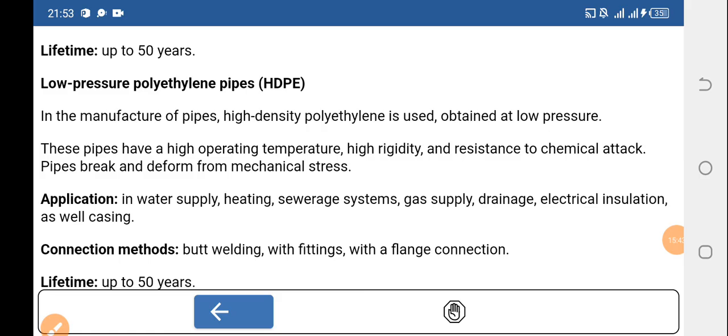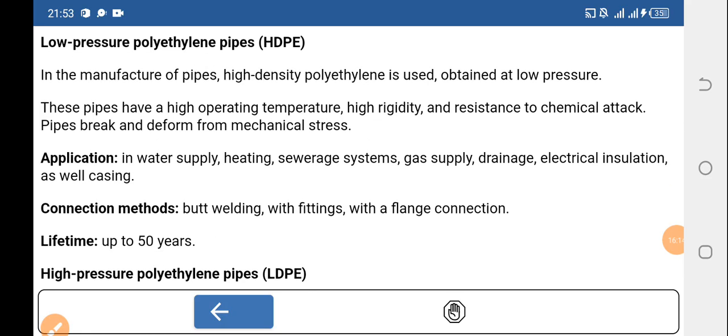Because of that mechanical stress, meaning maybe there's something pressing, the pipe needs to be secured and should not be laid across the road. If it is laid across the road, there is a need to put some support, or the pipe needs to be sleeved, meaning put into other pipes, so that you avoid that stress. Application in water supply, heating, storage system, gas supply, drainage, electrical insulation, as well as casing.